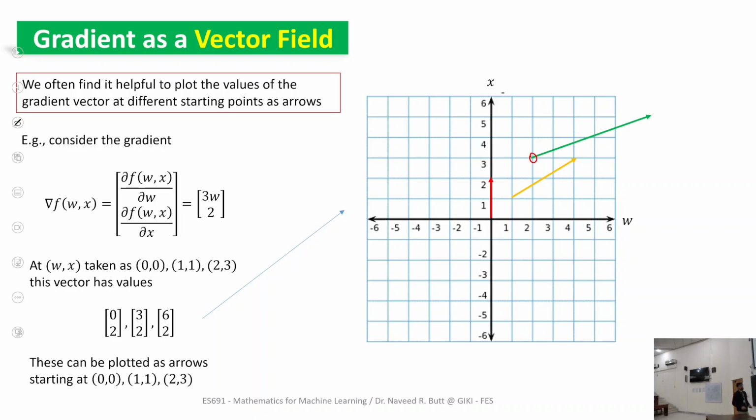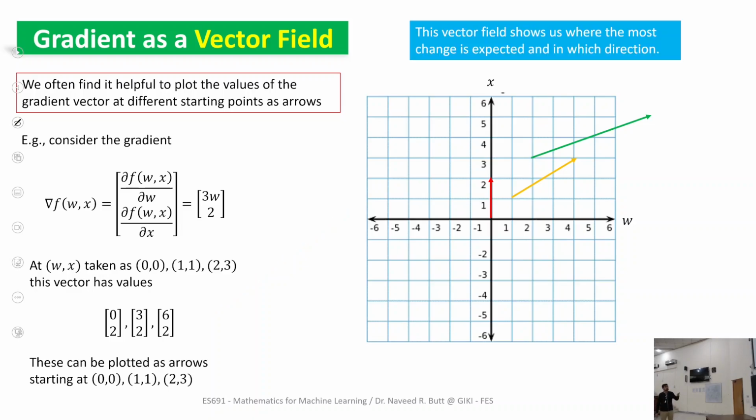What are these arrows showing us? क्या show कर रहे हैं? Of course they are representing the gradient, but what do they mean for us, right? Remember sensitivity, change, how much change, yeah. So, this vector field shows us where the most change is expected and in which direction, right.